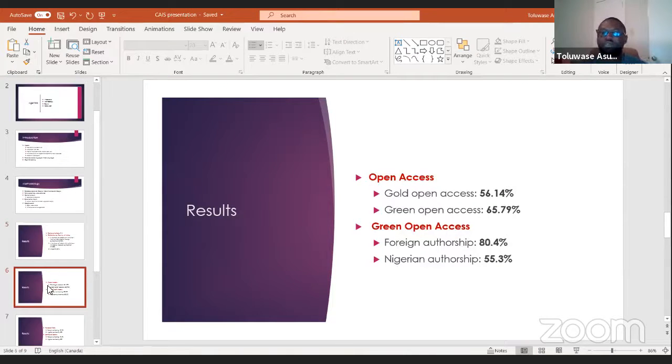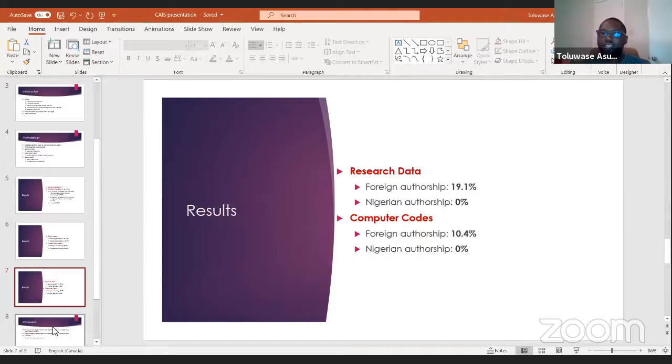For gold open access, 56% of the articles were published in open access, and 65% of the articles were deposited on repositories. 80% of the foreign authorship papers deposited their papers on repositories, while about 55% of the Nigerian authorship papers did. Well, over 50% for both categories, but foreign authorship papers deposited more of their papers on repositories than Nigerian authors.